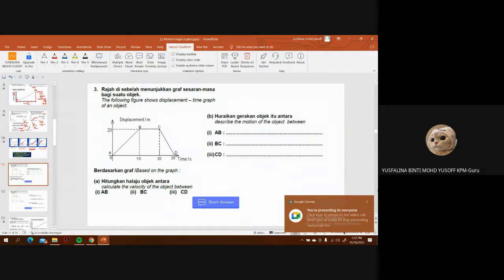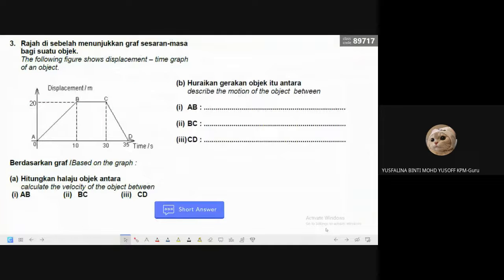So try to see if you can answer these questions. When you say describe the motion, you only describe, right? No need to calculate, unless they ask you to calculate. Describe means whether you can say this displacement against time. When they give you the displacement against time, you describe the velocity. But if they give you the graph velocity against time, you describe the acceleration. Right?